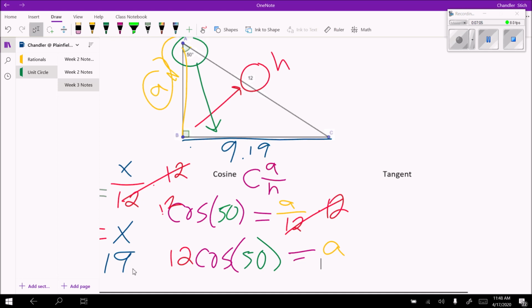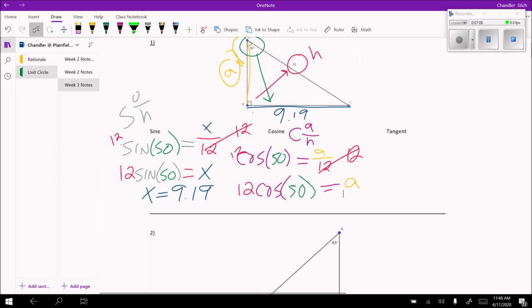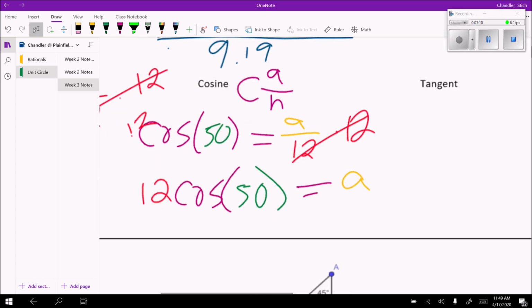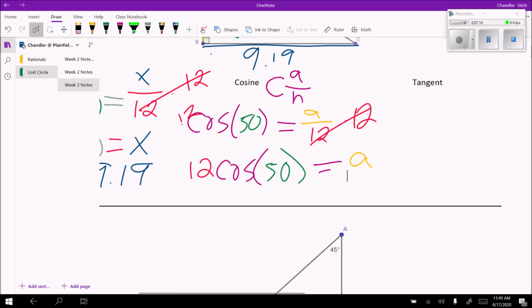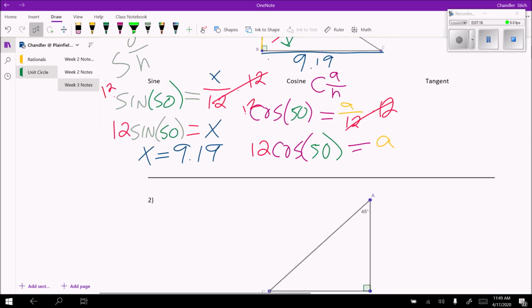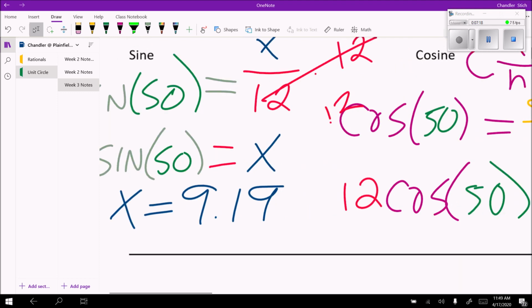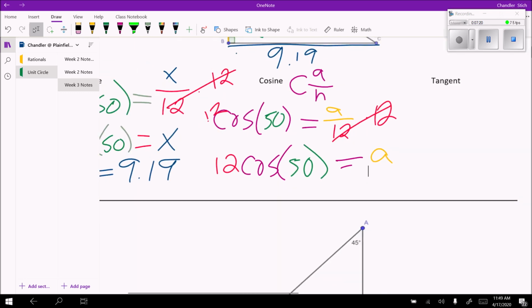I'm still not sure about the size to write with, so it looks a little messy, so I apologize, but hopefully yours is a little bit cleaner. 12 cosine of 50 is equal to A. Here we had 12 sine of 50. Here we have 12 cosine 50. Those are two different values, so we have to be careful which one we're using. We are trying to find cosine of 50, so that's what we will use.